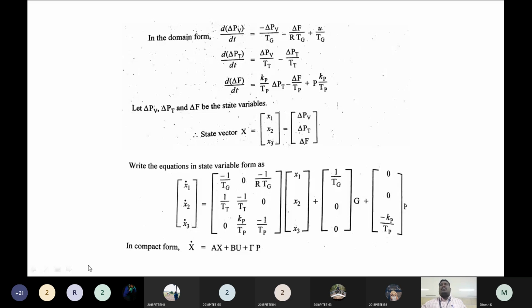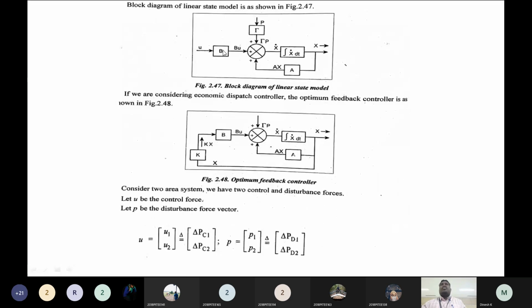So the equation should be in the form of x dot equal to Ax plus Bu plus Gamma P. Right? This we can write in block diagram representation. So U is the input, P is the input, X is your output. So I just summed your BU and the gamma P. So your controlled variable is x dot, and feedback is A. So it is a closed feedback system of a linear state model.